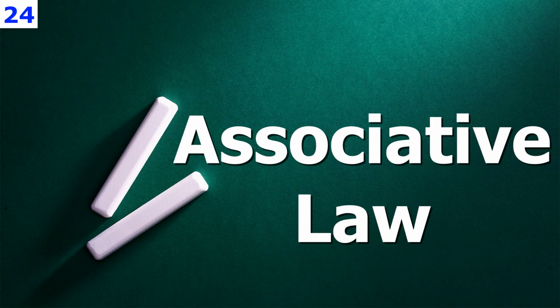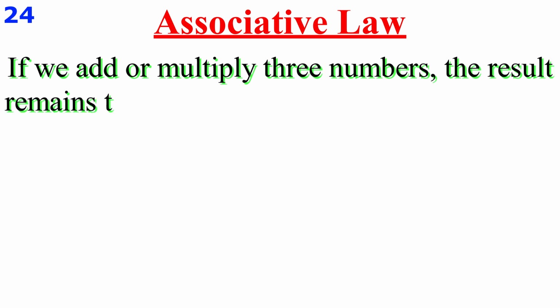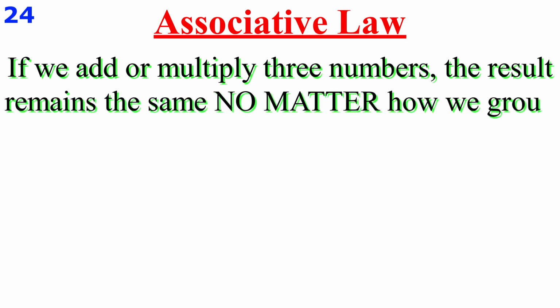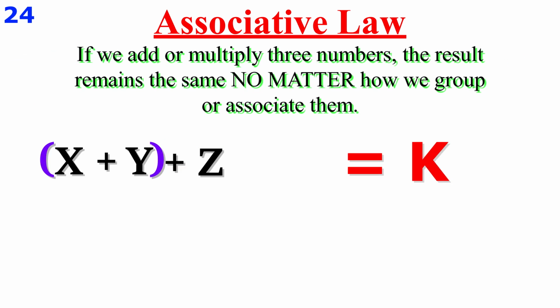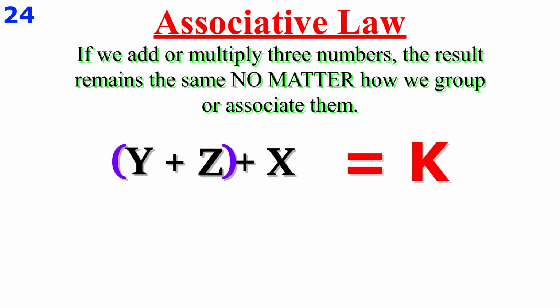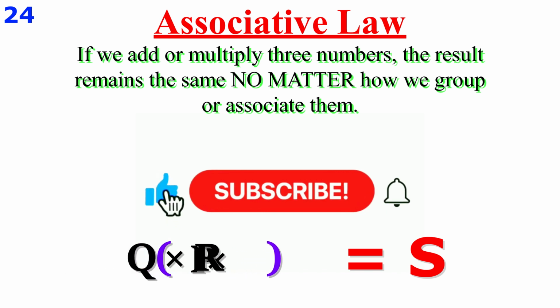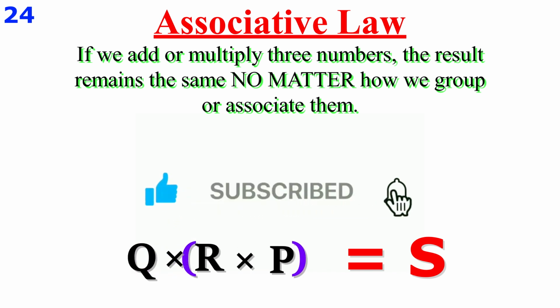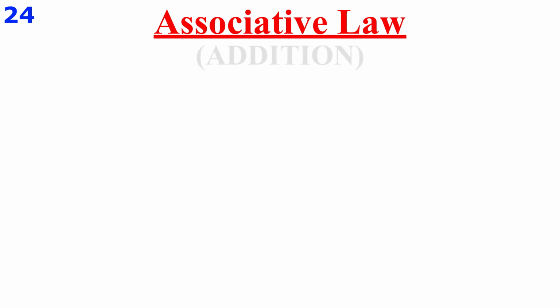Now, associative law. Associative law is applied to the addition and multiplication of three numbers. Friend, as per associative law, if we add or multiply three numbers, then their change in positions or order of numbers or arrangement of numbers does not change the result. This law is also called associative property of addition and multiplication. Friend, now associative laws of addition.